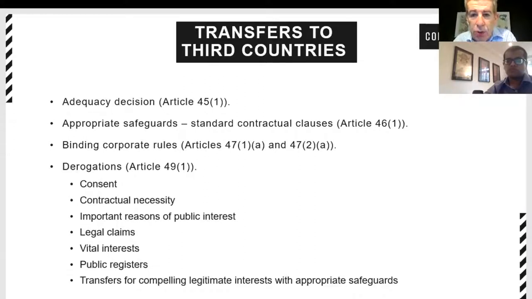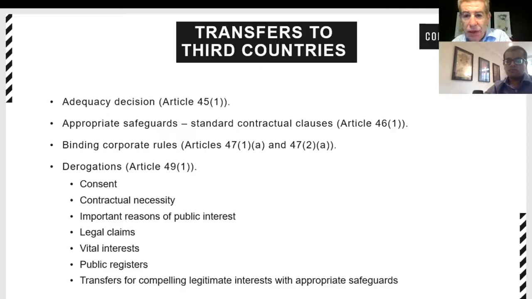So the next port of call, if the country concerned hasn't received adequacy, is where there are appropriate safeguards in place. One of the series of safeguards is binding corporate rules, which I'll talk about briefly. But the most common appropriate safeguards are standard data protection clauses that have been adopted by the European Commission, known as the standard contractual clauses.